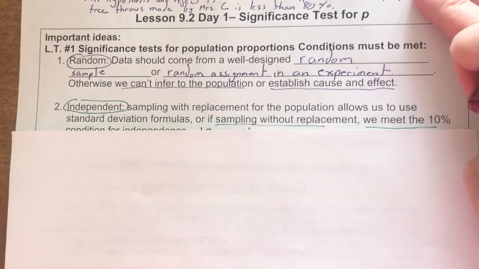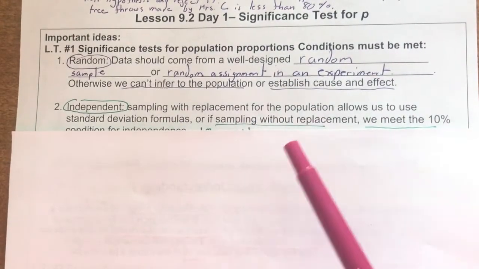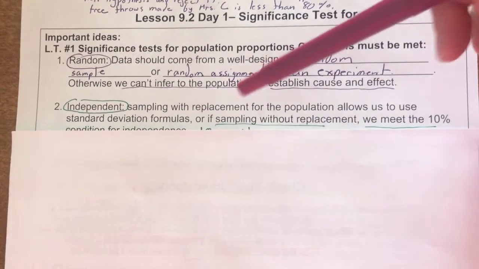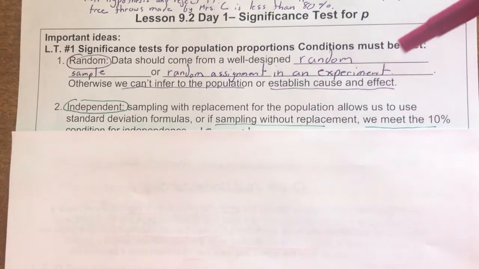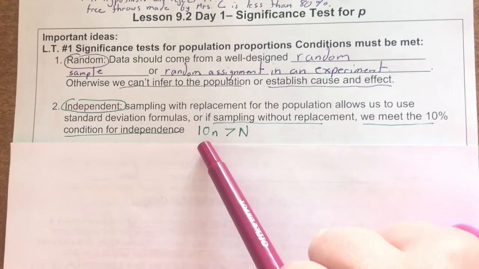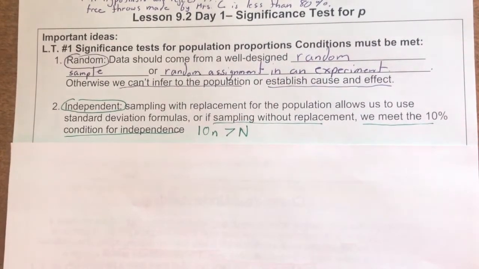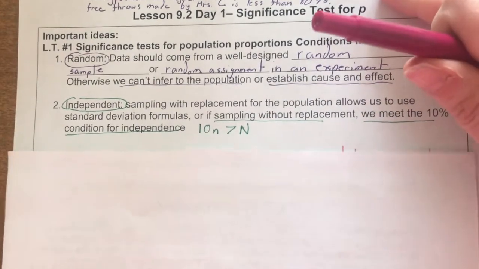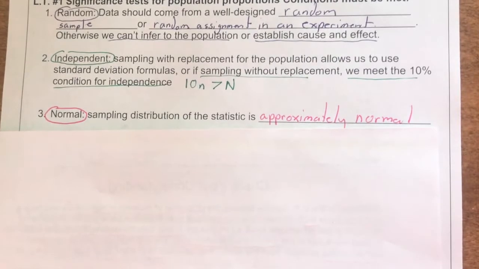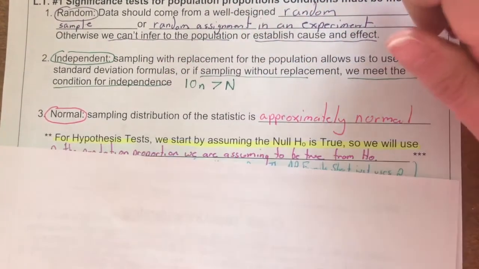We also have to check the independent condition. Sampling with replacement from the population allows us to use standard deviation formulas. Or if we're sampling without replacement, we must meet the 10% condition for independence. Now, I always like to show that as 10 times our sample size will be greater than the population size. For our normal condition, the sampling distribution of the statistic is approximately normal.